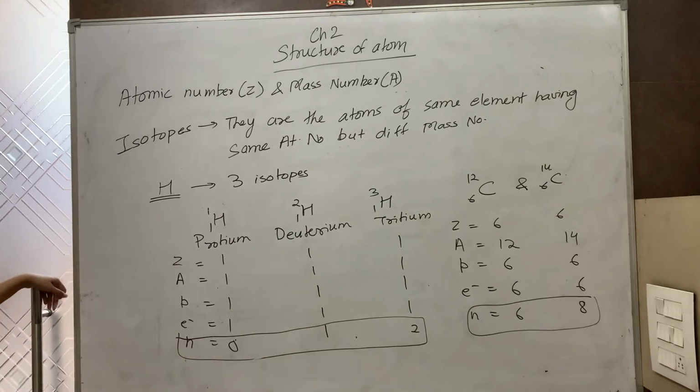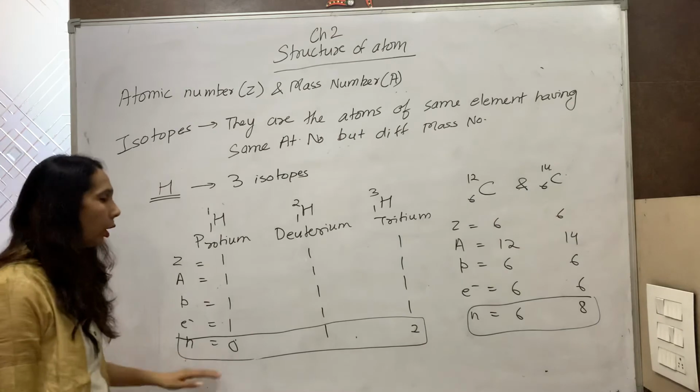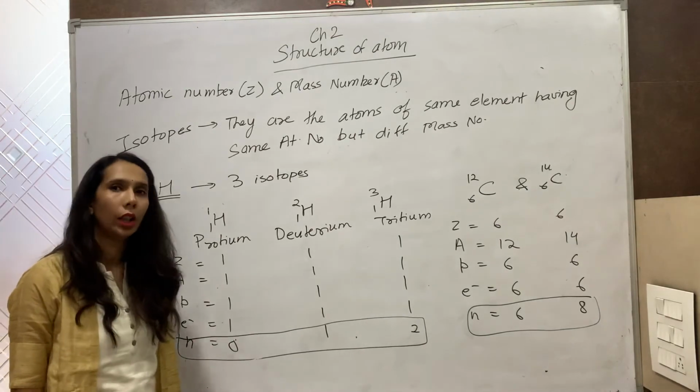So what are isotopes? They are the atoms of same element having same atomic number but different mass number. And what do they differ in? They differ in the number of neutrons which are present in the nucleus.